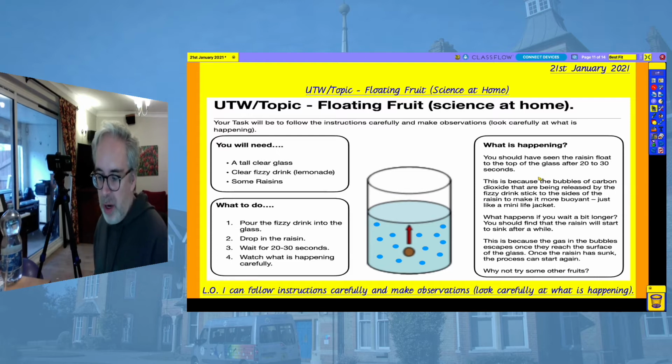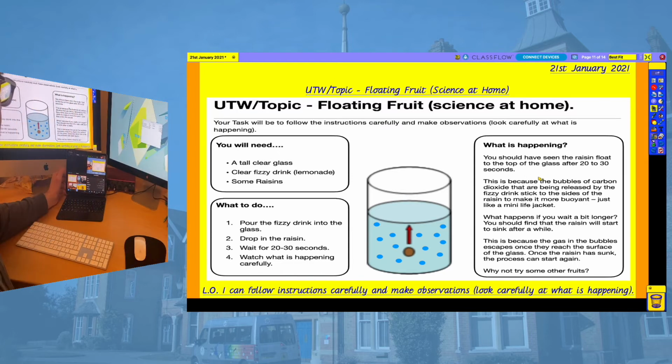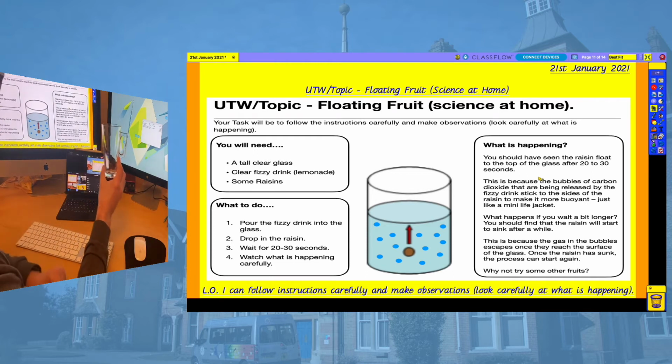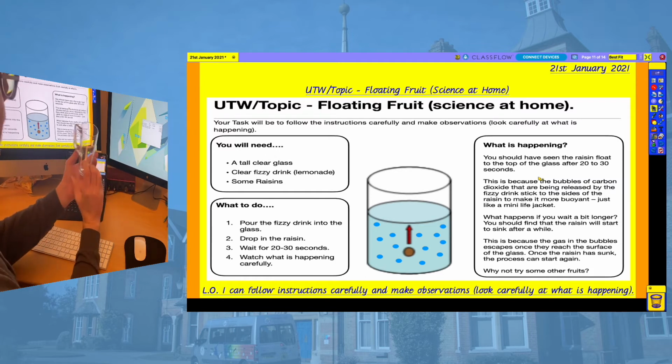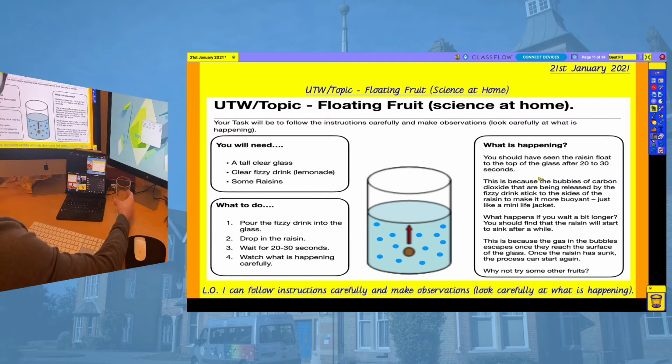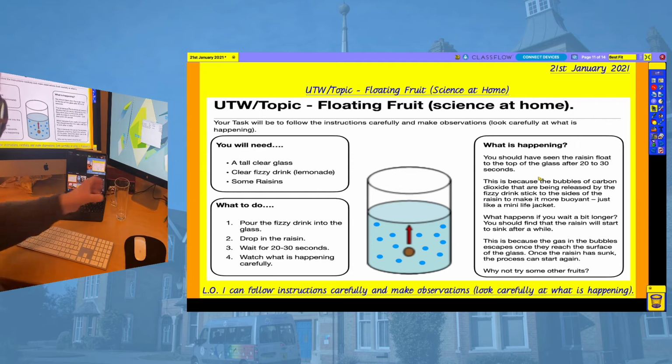I'm just going to switch to the camera that is behind me, and you can see now that you're looking at what I get to see as well. The first thing on the list was a tall, clear glass, and you can see that I've got this one here, which is a nice tall glass. It's one which I would normally have my coffee in. It needs to be see-through, and it needs to be quite tall so that you get a proper effect.